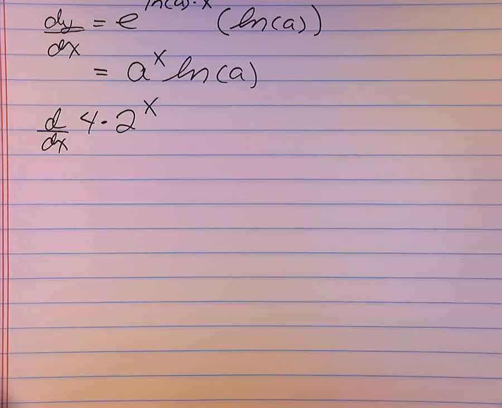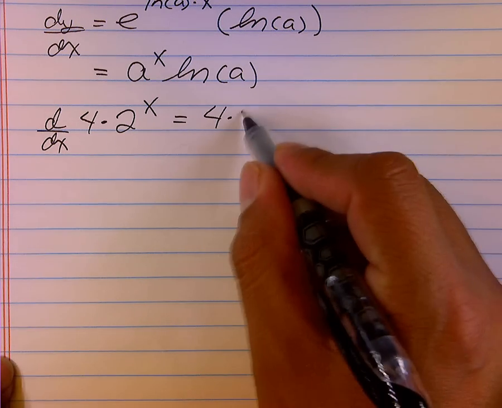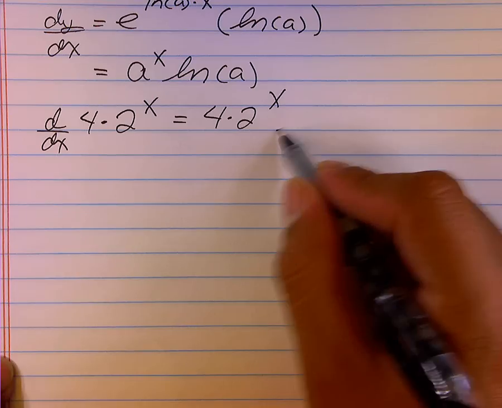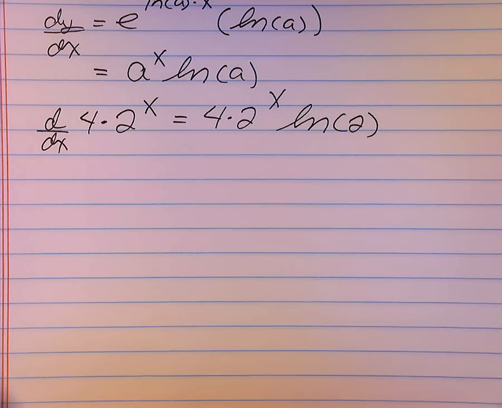Now, 4 times 2 to the x. My 4 is a constant out front. It's just going to flow through to the very end. So my derivative of this will be 4 times 2 to the x times the ln of 2. We're done.